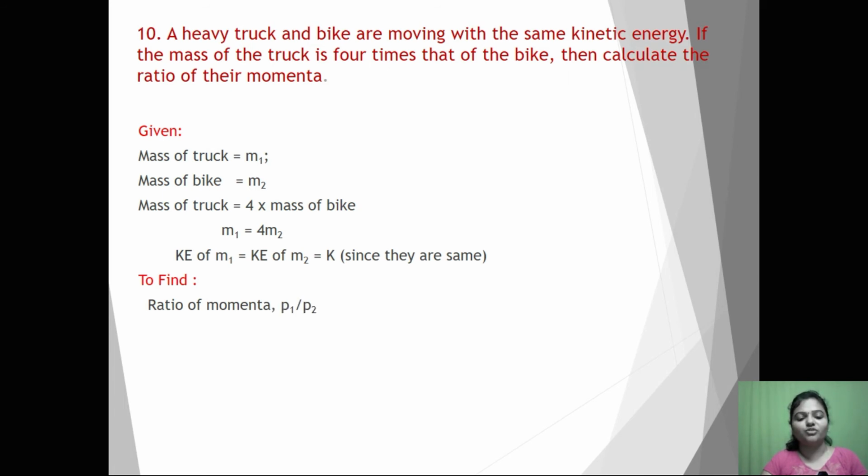So now we will move on to the solution. We will find for M1 and M2 simultaneously here. We will start with the expression of kinetic energy of M1. At the same time, we will find the kinetic energy of M2 also. So kinetic energy of M1 is given by K1 is equal to half m1 v1 square. Similarly, K2 is equal to half m2 v2 square.